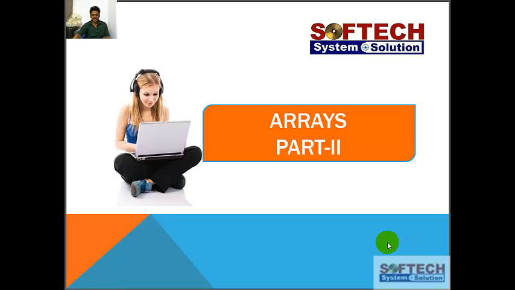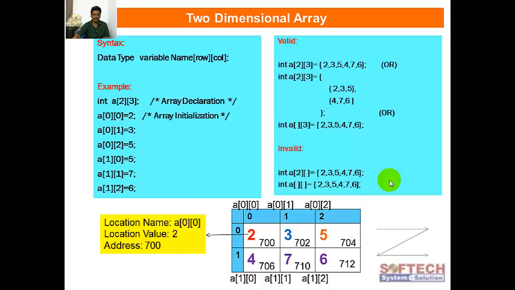In this session, we discuss the two-dimensional array and the three-dimensional array with example programming. Two-dimensional array, the syntax of two-dimensional array is data type, variable name. After the variable name, two pairs of brackets are there. The first pair of brackets refers to the row, the second pair of brackets refers to the column.